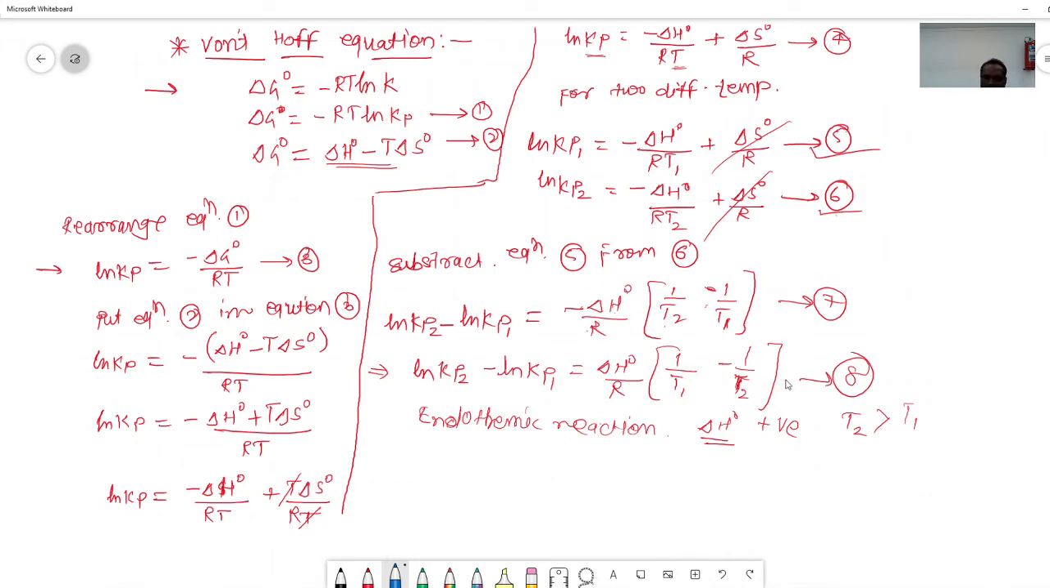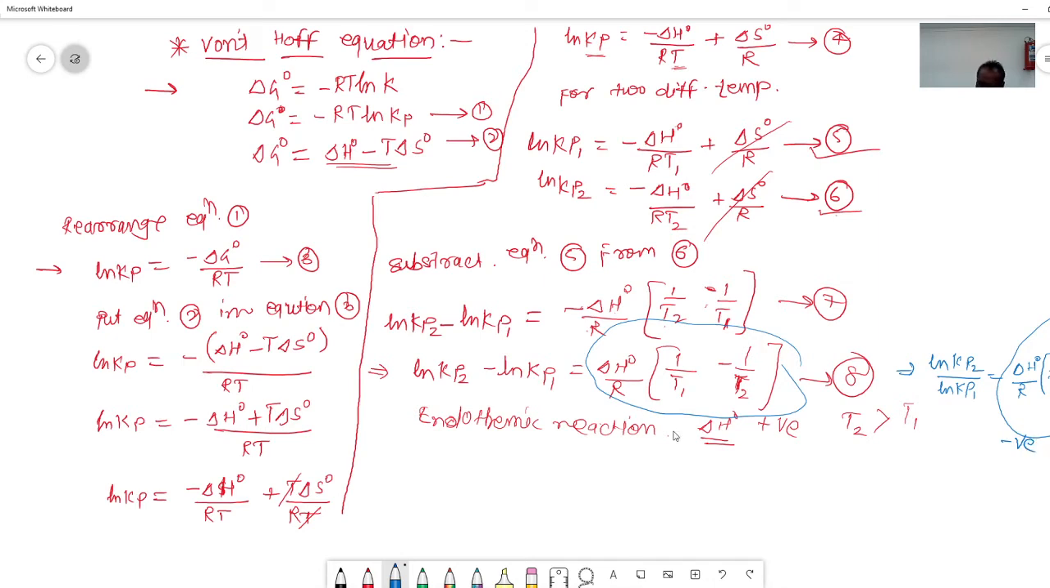This equation can again be written as ln Kp2 divided by ln Kp1 is equal to delta H0 divided by R into 1 upon T1 minus 1 upon T2. This overall value comes out to be negative.